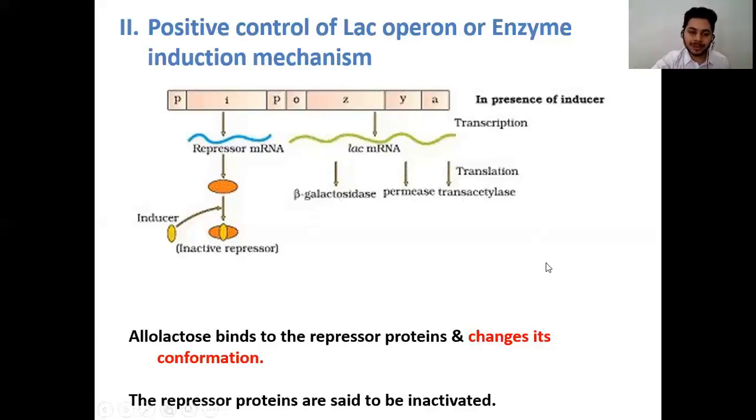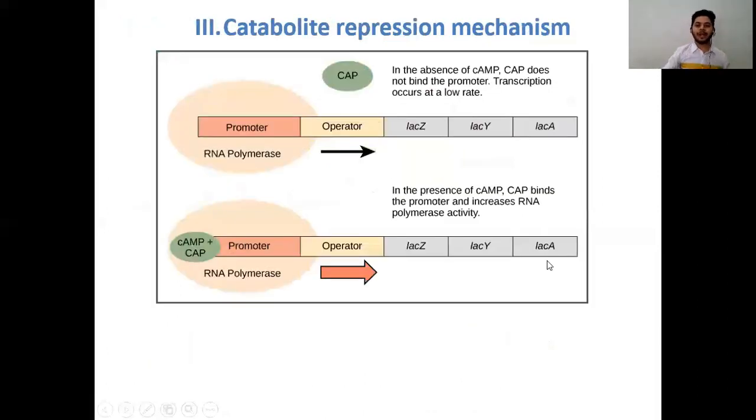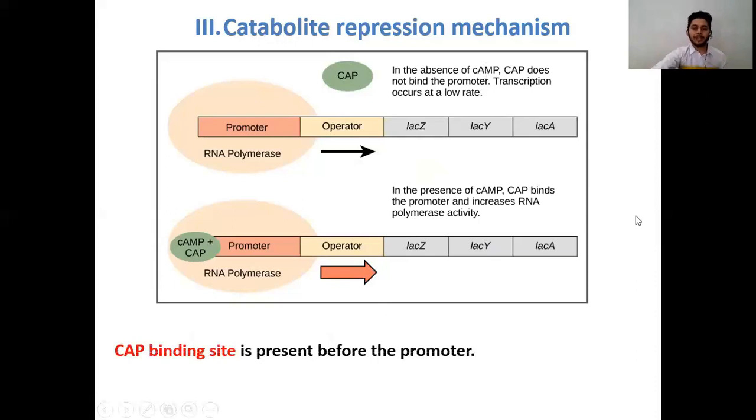Now, in some of the textbooks, it is also mentioned that there is a third way of regulation, which is called the catabolite repression mechanism. With the help of this catabolite repression mechanism, you can see higher levels of transcription in the lac operon. So now let us see how the catabolite repression mechanism works.